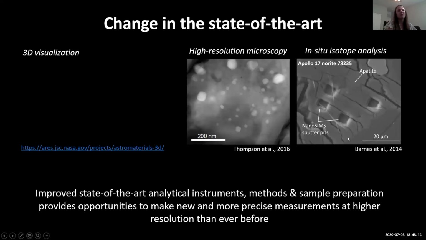So not only can we make those isotope measurements, but we can, with high precision, place those measurements exactly where we want them on our sample to gain the best information possible. And so these are just a few examples. There are many more advancements that have been made that allow us to get new insights into samples that have been on Earth for 50 years.